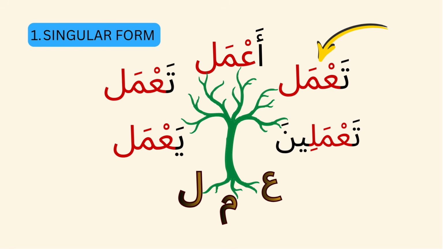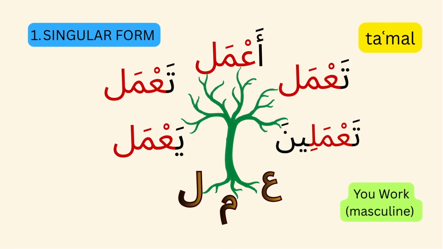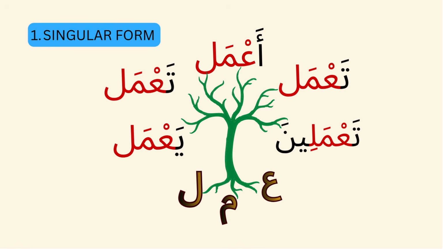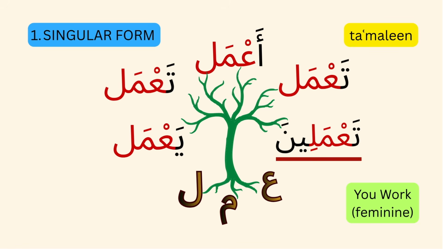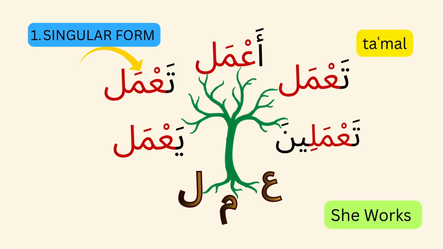The second word is تعمل. The letter ta is added at the beginning to show that you, masculine singular, are doing the action. You work. Now let's look at the next word. تعملين. The letter ta with ya and noon at the end shows that you, feminine singular, are doing the action. You work.